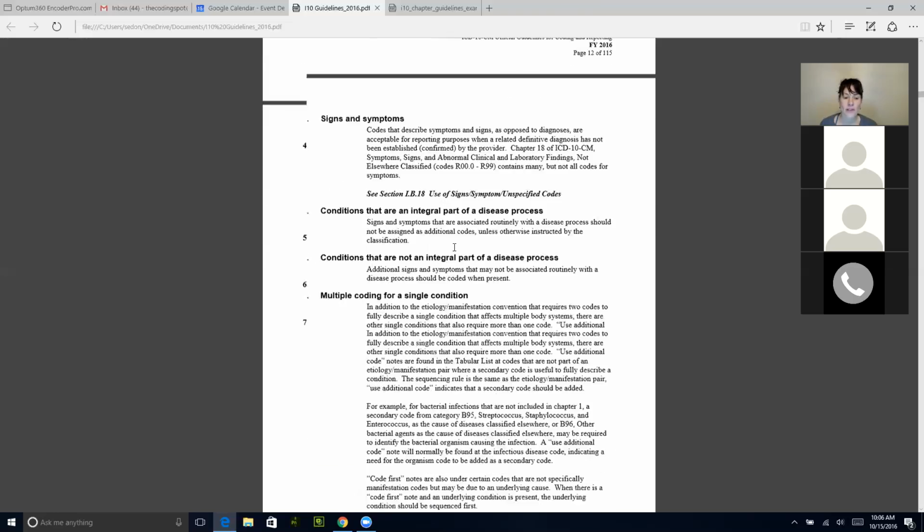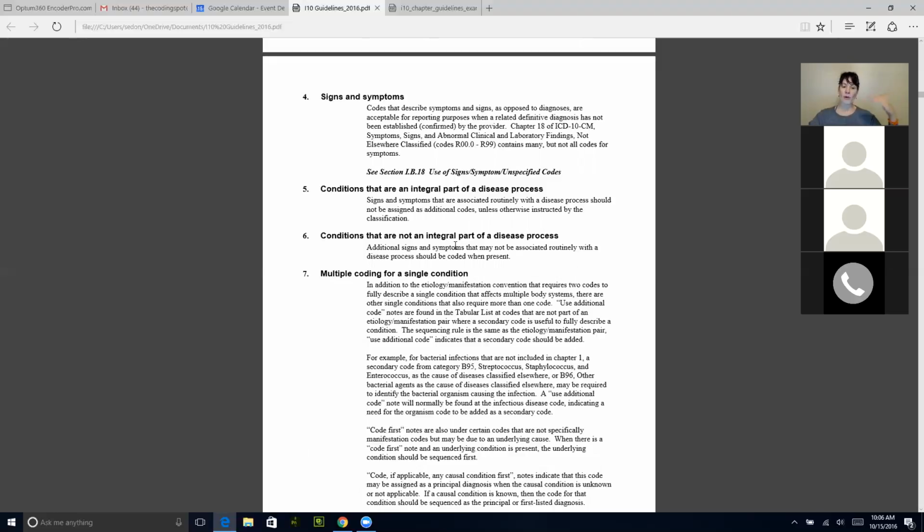So moving down to 4, signs and symptoms, and hopefully you're following right along in your ICD-10 book and your guidelines section, so you can just easily follow along. These are directly from your guidelines in your ICD-10 book. So signs and symptoms. Signs and symptoms are codes that describe symptoms and signs as opposed to diagnosis. So when you think about a sign and symptom, immediately you can think strep throat, sore throat. So strep throat is the actual condition, while a sore throat is the symptom of a strep throat, right?